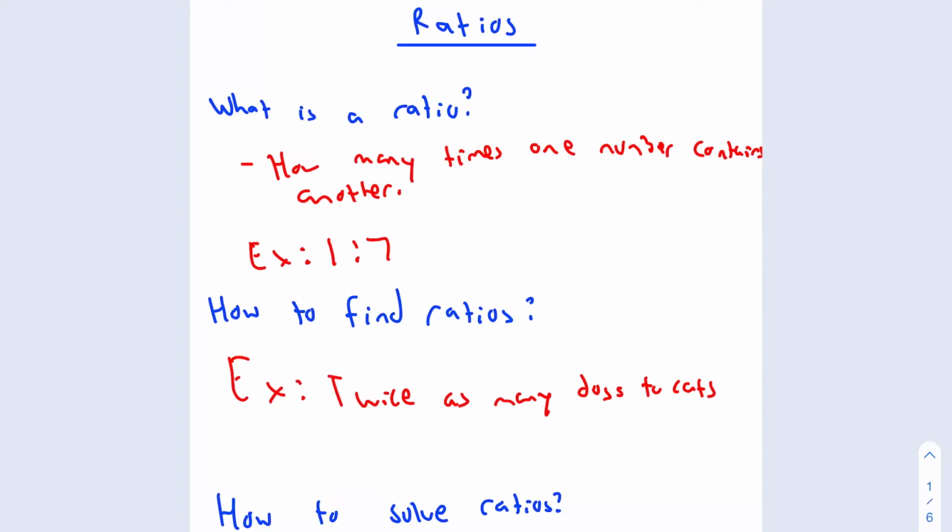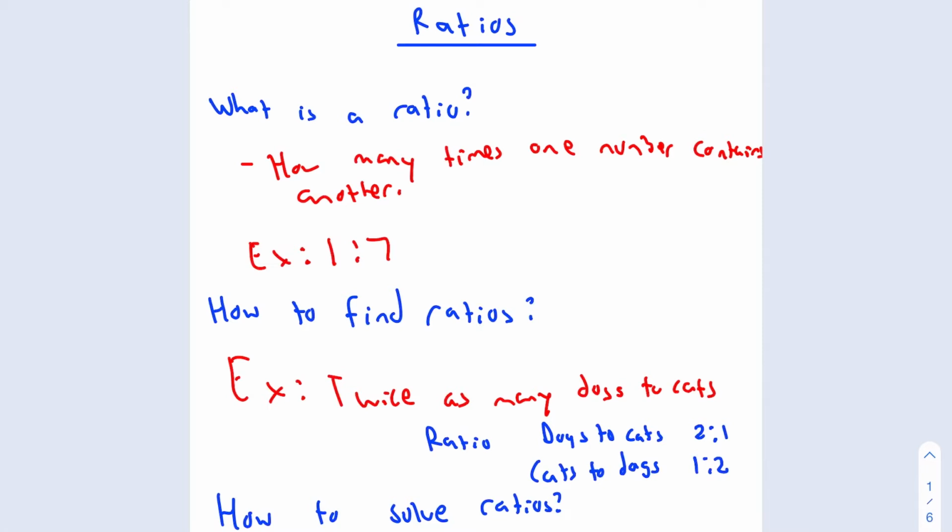So how do we find ratios? Well, an example is there are twice as many dogs as cats. So we should know that the ratio can be written as dogs to cats is 2 to 1, because there's twice as many dogs as cats. But also, we can write it as cats to dogs, which is 1 to 2.